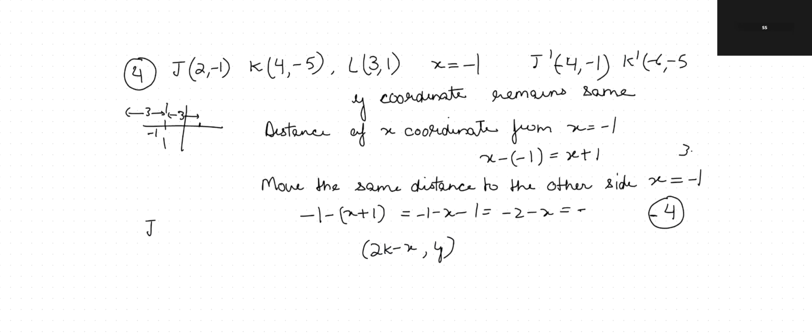And L dash is negative 2 minus negative 3, so this is (negative 5, 1). Okay. So we can use this formula also, or we can do it algebraically like this.